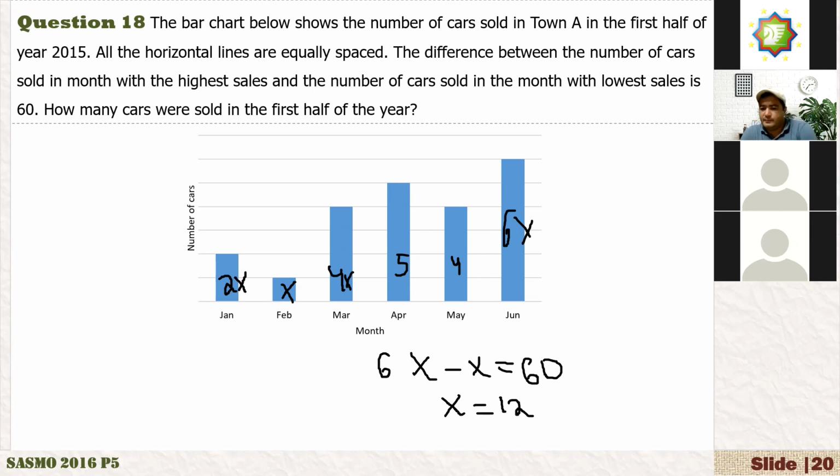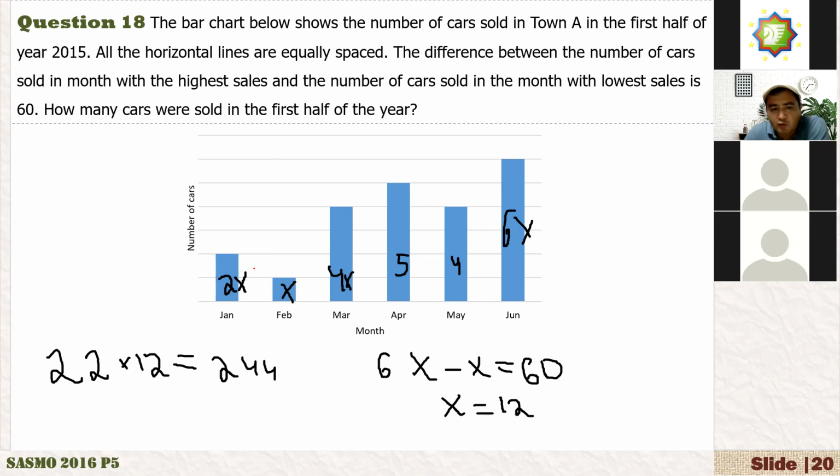22 times 12. And this is 244. 244, right? Or 264? 264, right? Because 12 times 2 is 24.